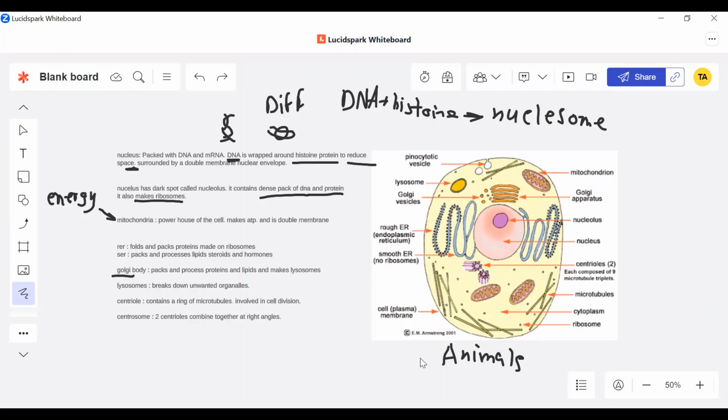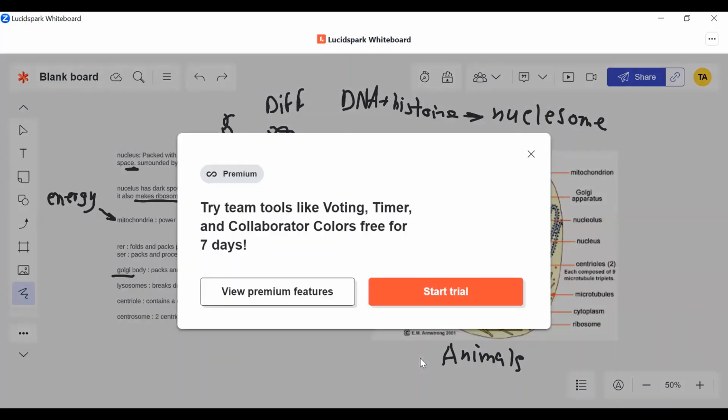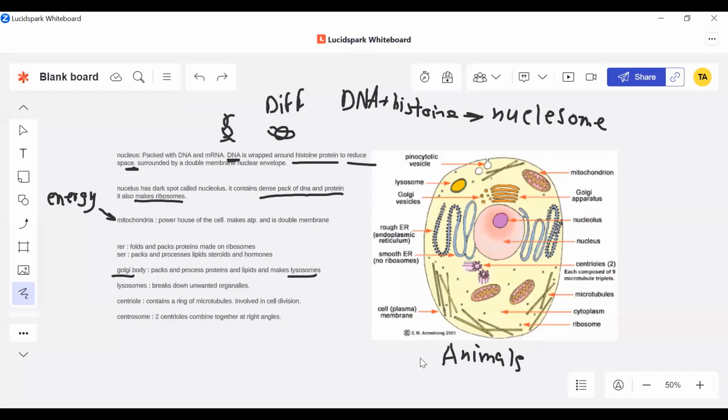Then comes a very important organelle called the Golgi body, or some places you will find it called Golgi apparatus. So the Golgi apparatus, which is this right here, will pack and process proteins, lipids, and also make lysosomes. So it will pack the proteins and lipids and then send it out in these Golgi vesicles. And it makes another molecule called the lysosome.